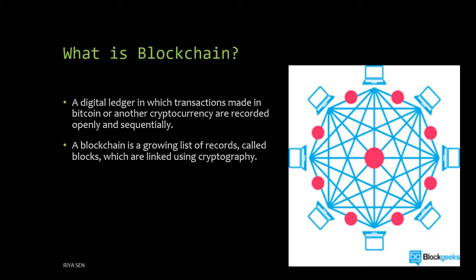A digital ledger in which transactions made in Bitcoin or other cryptocurrency are recorded openly and sequentially. A blockchain is a growing list of records called blocks, which are linked using cryptography. Each block contains a cryptographic hash of the previous block, a timestamp, and transaction data, which is generally represented as a Merkle tree root hash.